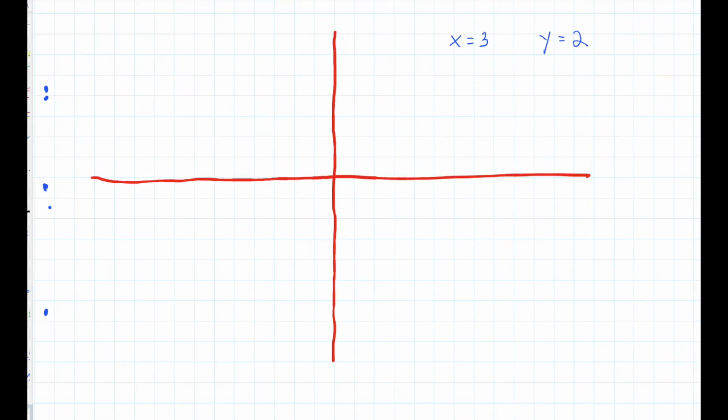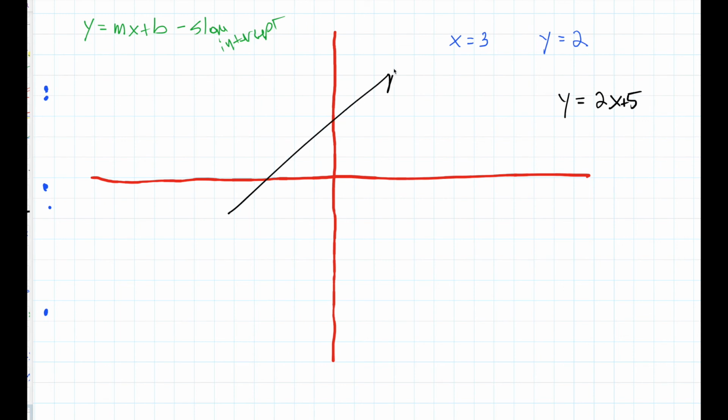All right, so basically you have to worry about three types of equations. So you have your y equals mx plus b, which is called your slope-intercept form. Usually when you see those, they look like y equals 2x plus 5. If you have y equals 2x plus 5, what is that an equation of? It's an equation of a line, like this.